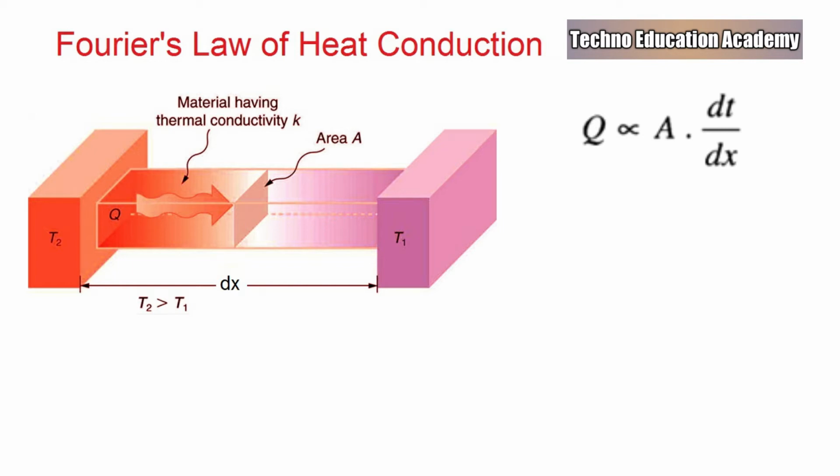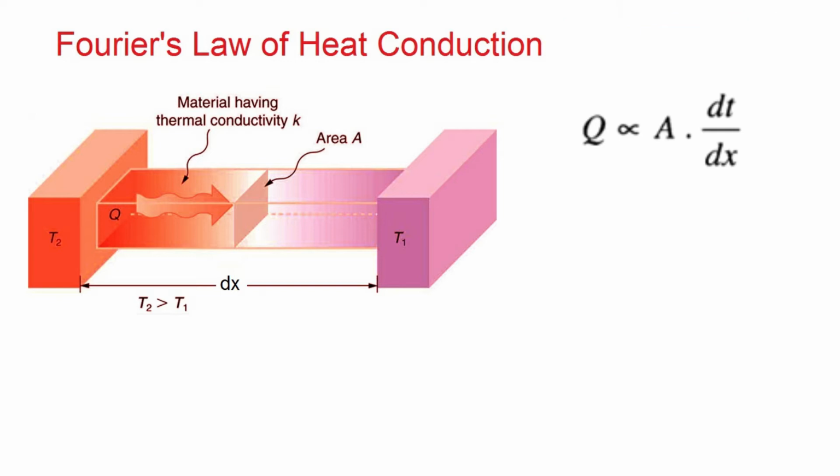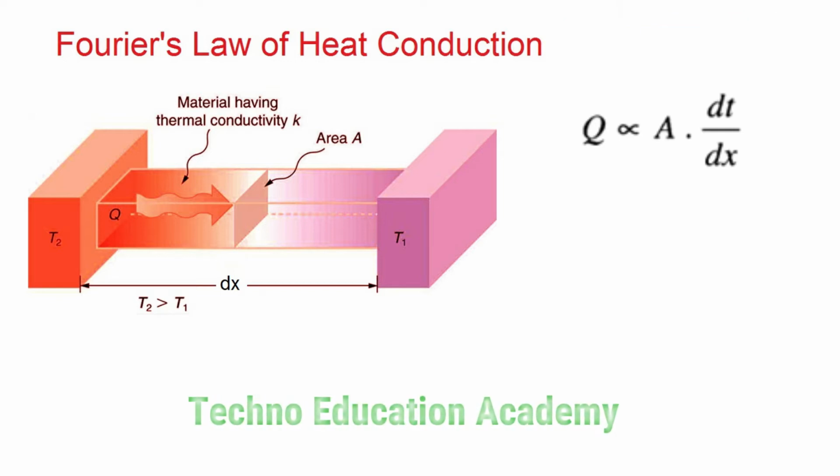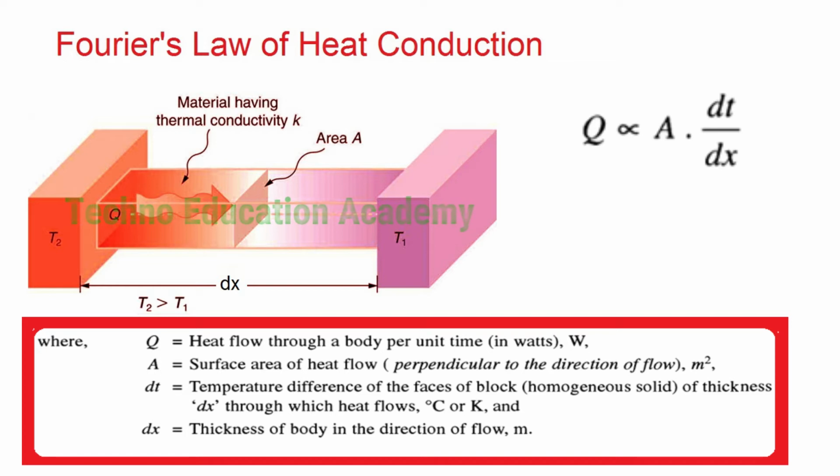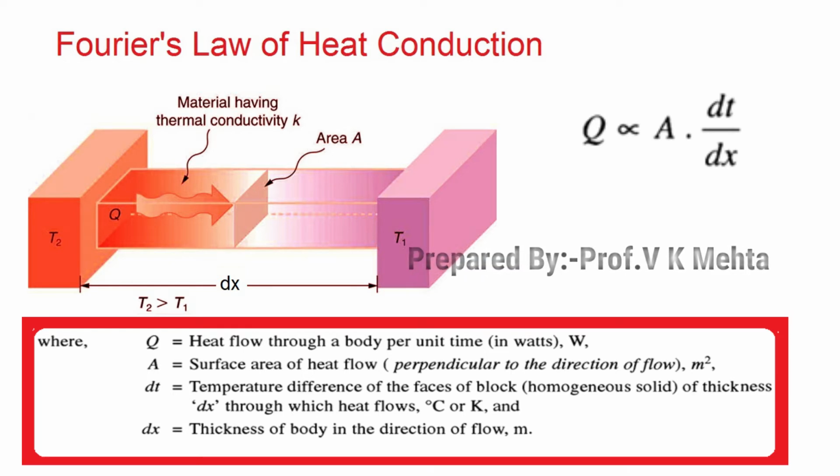So mathematically it can be represented by the equation Q proportional to A into dT by dx, where Q is heat flow through a body per unit time in watt, A is surface area of heat flow which is perpendicular to the direction of flow in meter square, dT is temperature difference of the faces of block of thickness dx through which heat flows in degree Celsius or in Kelvin, and dx is the thickness of body in direction of flow in meter.